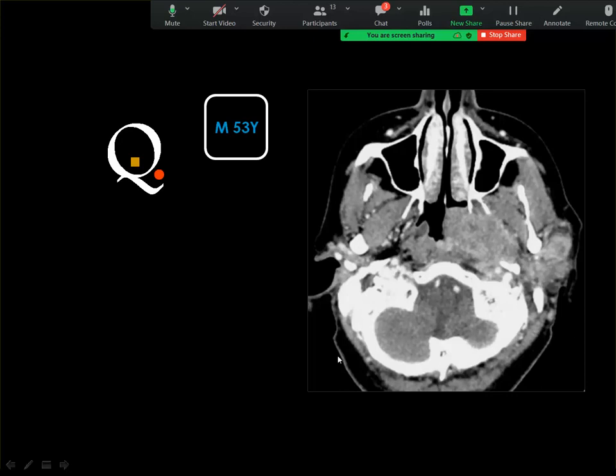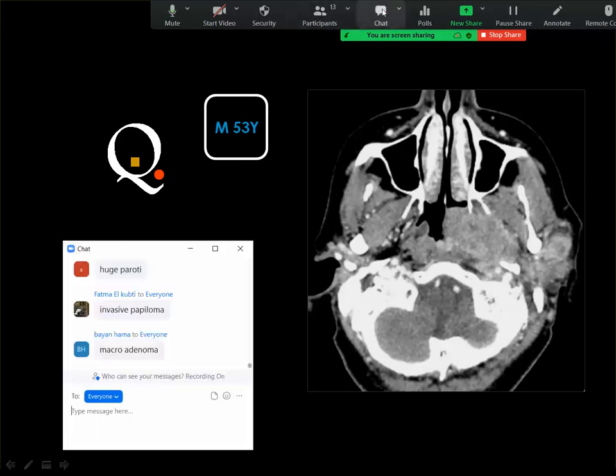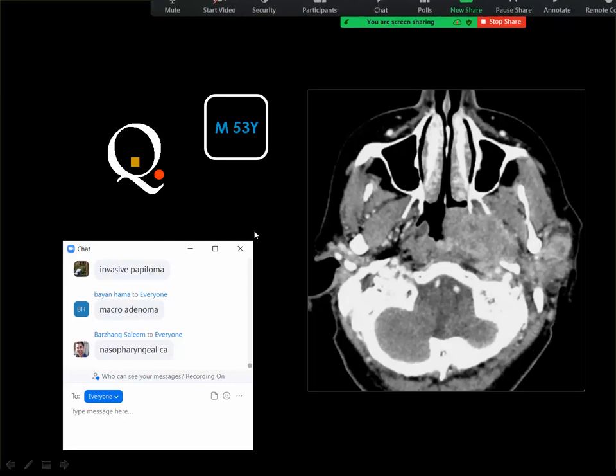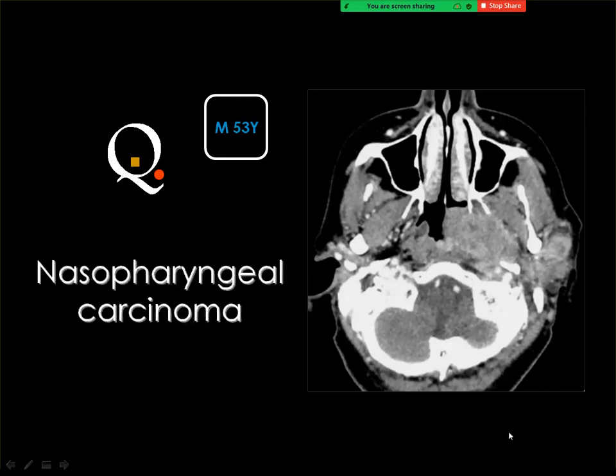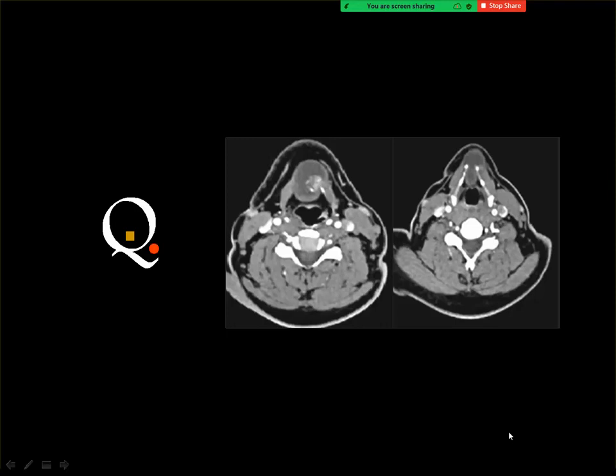And this is a CT of the nasopharynx in a male patient, 53 years old. Yes, and this is a straightforward case of nasopharyngeal carcinoma. It is medial to the parapharyngeal fat, and is obliterating the fossa of Rosenmüller and the Eustachian tube. And this is a classic nasopharyngeal carcinoma.